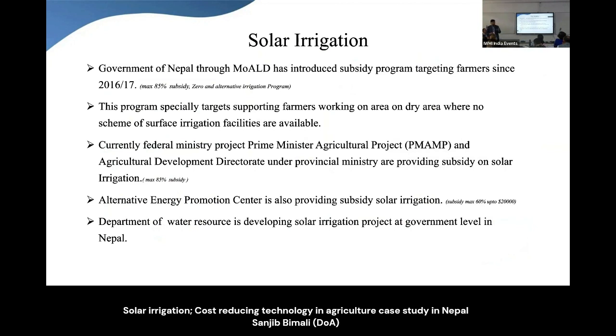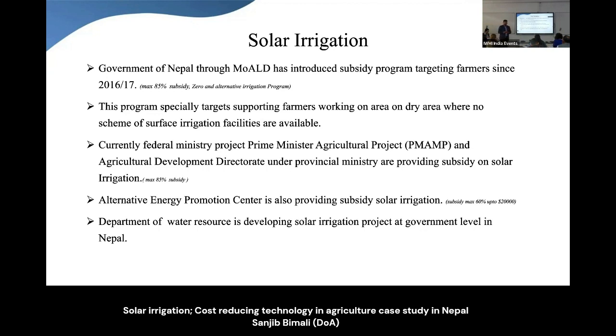The government of Nepal through MOLD initiated subsidies on solar irrigation in 2016/17, up to 85% subsidy on solar irrigation projects, from the alternate irrigation program. Luckily, I'm one of the implementing members of that program. It especially targets areas where there are no surface irrigation schemes. Currently, the federal ministries through the Prime Minister Agriculture Modernization Project and provincial ministries through Agriculture Development Directorates are providing subsidies of up to 85% of the total cost.